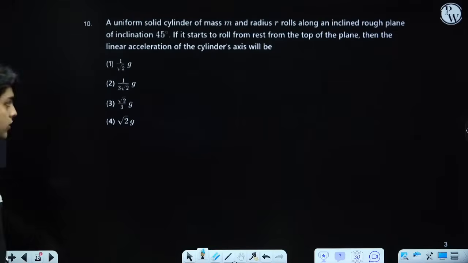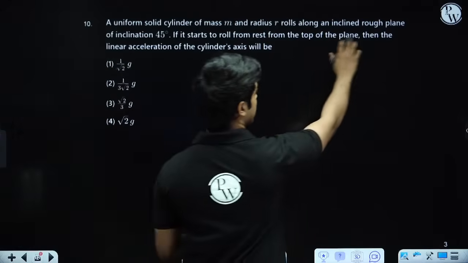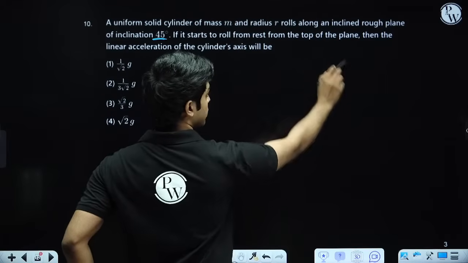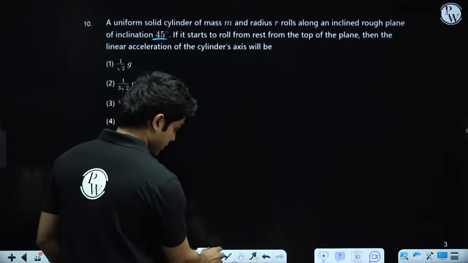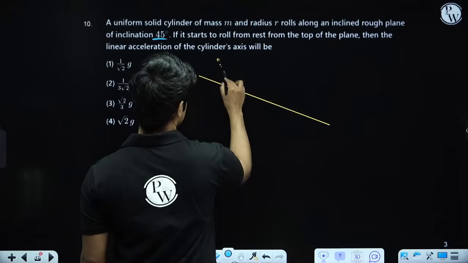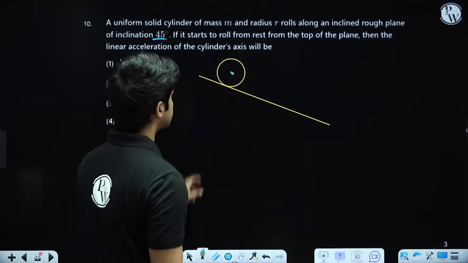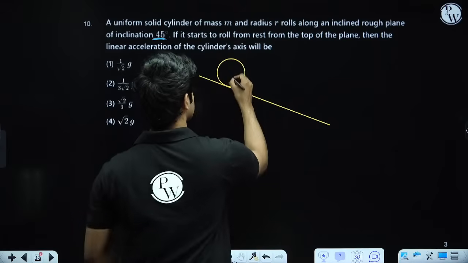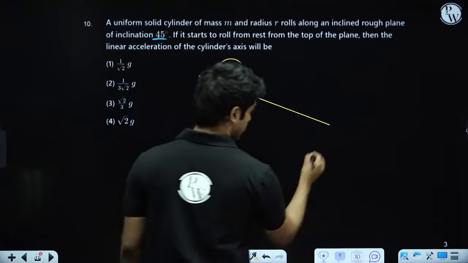Alright, let's move on. So now, a uniform solid cylinder, mass m, radius r, rolls along an inclined rough plane of inclination 45. If it starts to roll from rest from the top of the plane, then the linear acceleration of the cylinder's axis will be. Acceleration of the center of mass is what they are asking. So this is the cylinder, it's rolling, and it starts from rest. So it has nothing to do with the velocity, we just have to find the acceleration. Its mass is m, solid cylinder, radius is r, inclination angle is 45 degree.